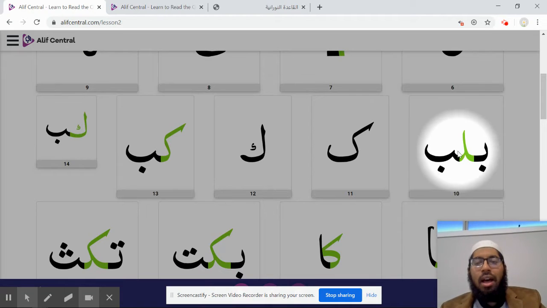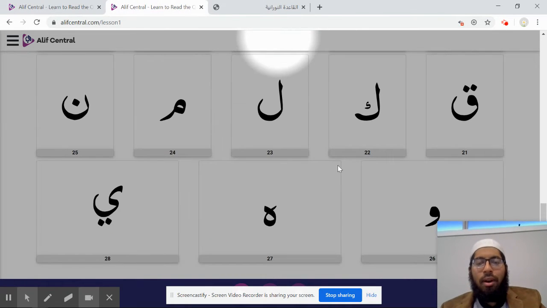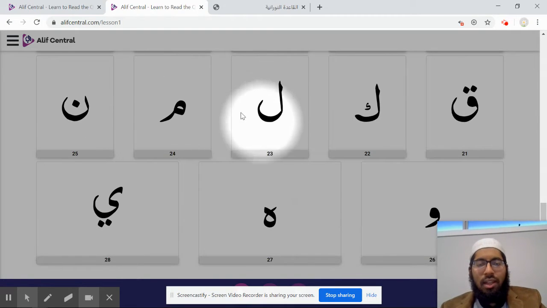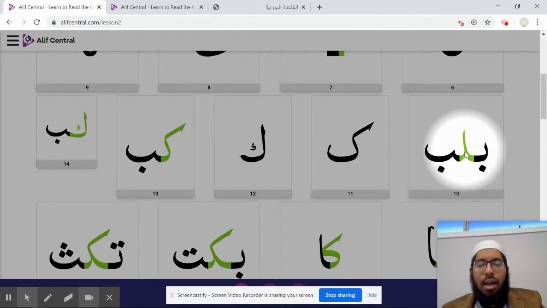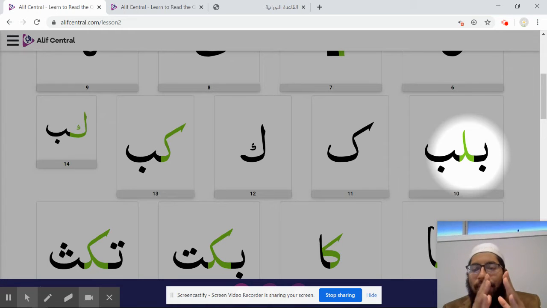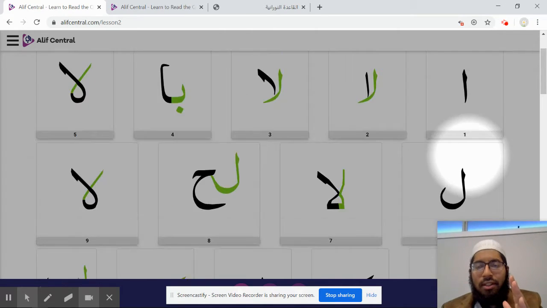Ba, lam, ba. If I show you where ba was, ba is this one, and this is the lam. And just a tip of how to distinguish alif and lam. Both of them are like sticks pointing upwards. Alif always has a gap after it. Lam has no gaps after it.